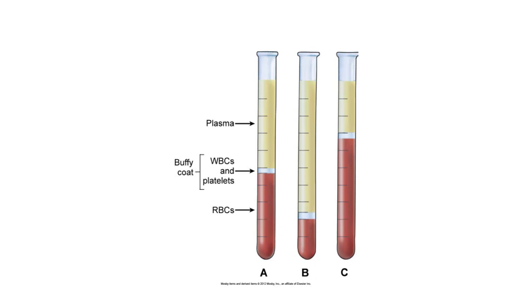Condition B is what anemia would look like, where we don't have enough of those red blood cells, so we don't have enough iron carrying, that's the component of hemoglobin that's carrying oxygen around in our blood. Test tube C there represents a condition known as polycythemia, which is having too many red blood cells, which is a cancerous condition.